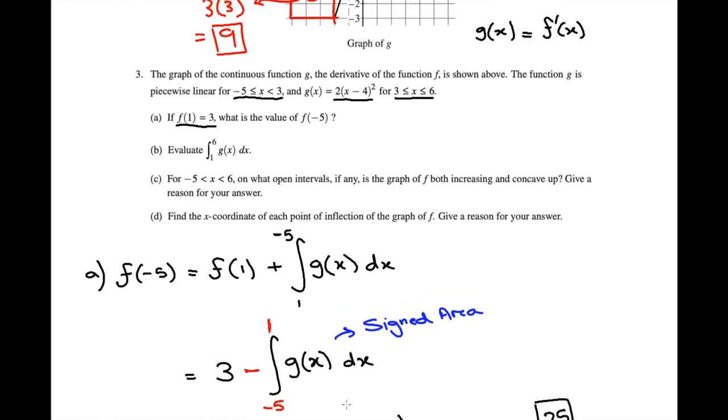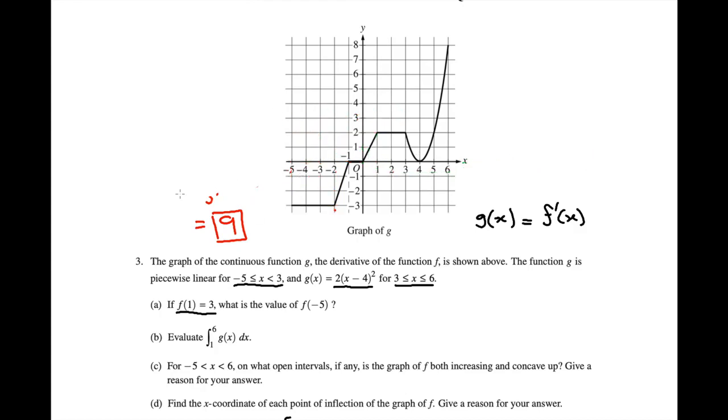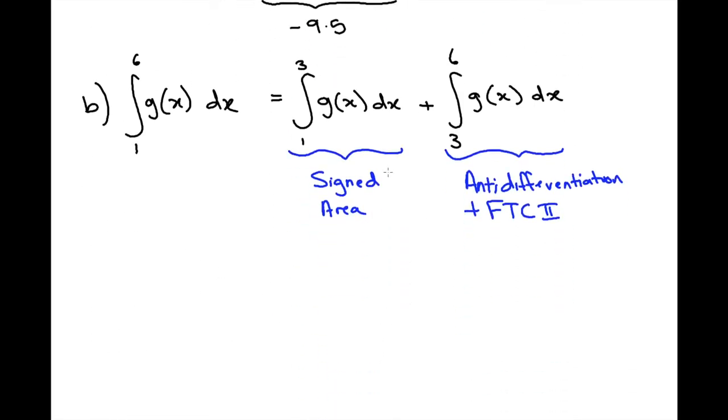So if we come back over here, I'm going to erase what we've got here just so we have some more space, just to clean things up a bit. So we're interested in the area from 1 to 3, so we're interested in this area right here. That's just a 2 by 2 square, so the area is just going to be 2 times 2, which is just going to be 4. So that's our answer for that integral.